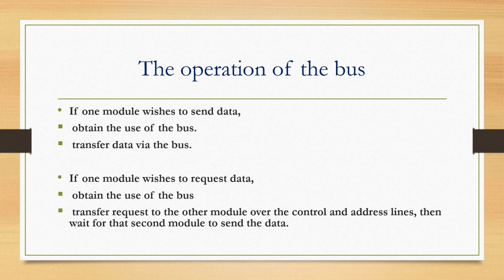Operations on the bus. Buses operate when one module wishes to send data, or when one module wishes to request data. If one module wishes to send data, it uses the bus to transfer data. If one module wishes to request data, it uses the bus to transfer the request to the other module over the control and address lines, then waits for that second module to send the data.